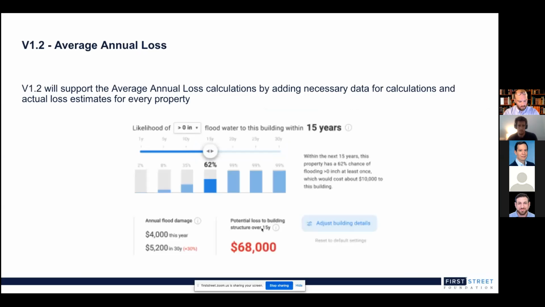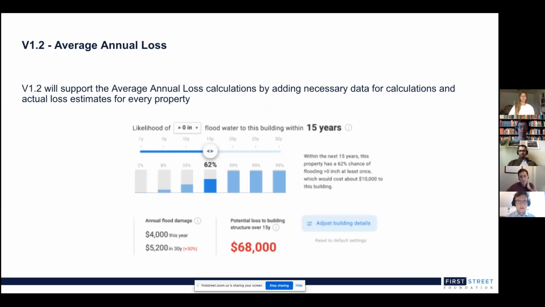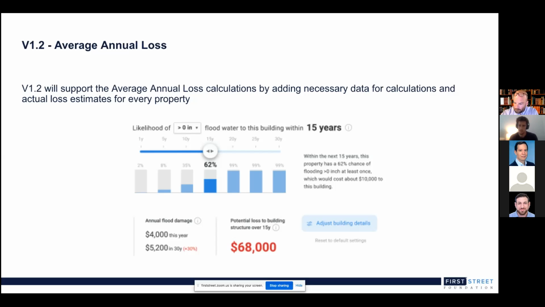Version 1.2, which we're working on right now, the big thing for that, that I'm sure you all will be interested in, is average annual loss. So Jeremy and his team have been hard at work taking the depth statistics that we have and then applying Army Corps curves, depth damage functions to generate an actual dollar value associated with these potential losses, and applying that over time. So this is a new feature that we will have in Flood Factor a little bit later on, maybe not immediately with the version 1.2 launch, but will be coming in the December or January timeframe.